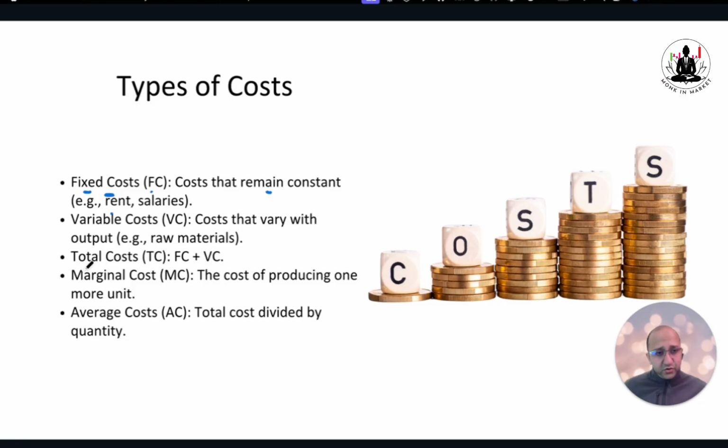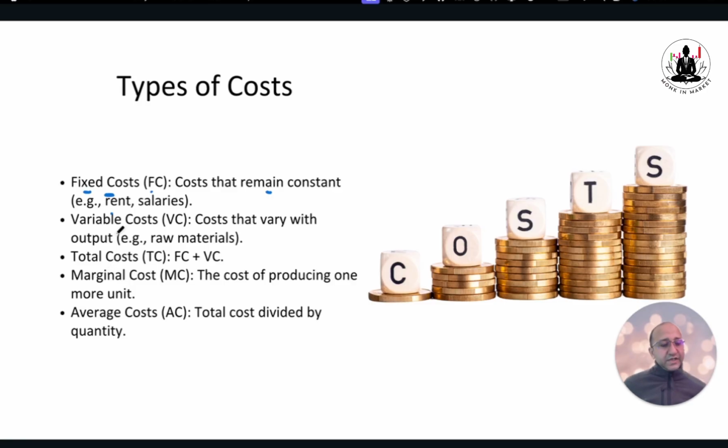So what is the total cost at the end? It will be FC and VC. When I combine the fixed cost and the variable cost together, that gives me the total cost, guys. I hope this is clear to everybody. So there is a fixed cost, there is a variable cost, there is a total cost.